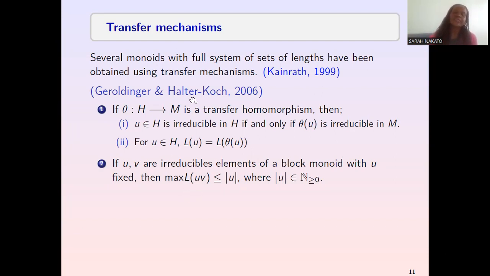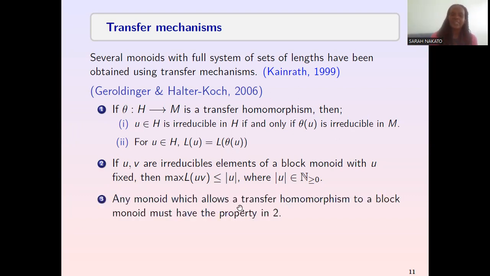And now, since transfer homomorphisms preserve sets of lengths and they also preserve irreducibility, it follows that any monoid which allows a transfer homomorphism to a block monoid must have this property, because the set of lengths of that particular element in a monoid must be exactly the set of lengths of its image, on the other side in the block monoid. So if this is satisfied in the block monoid, then the original elements must also have that property.